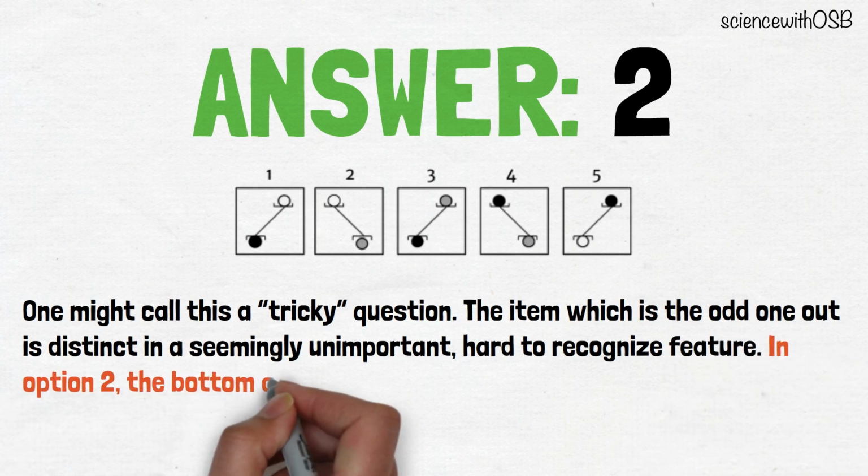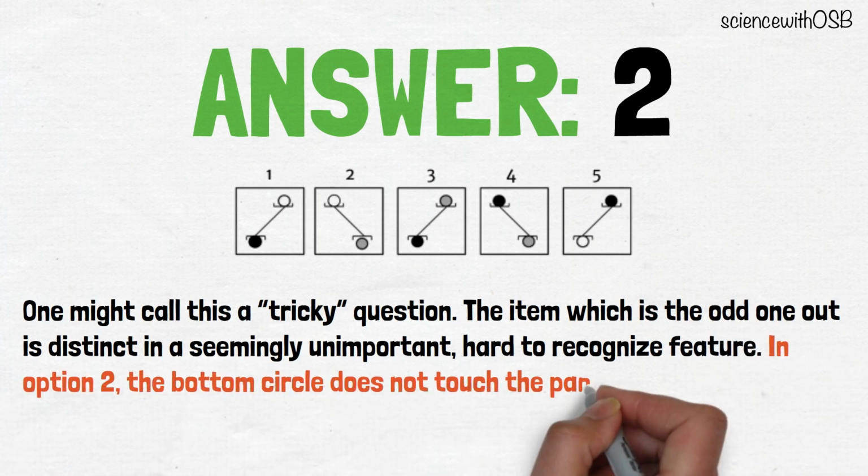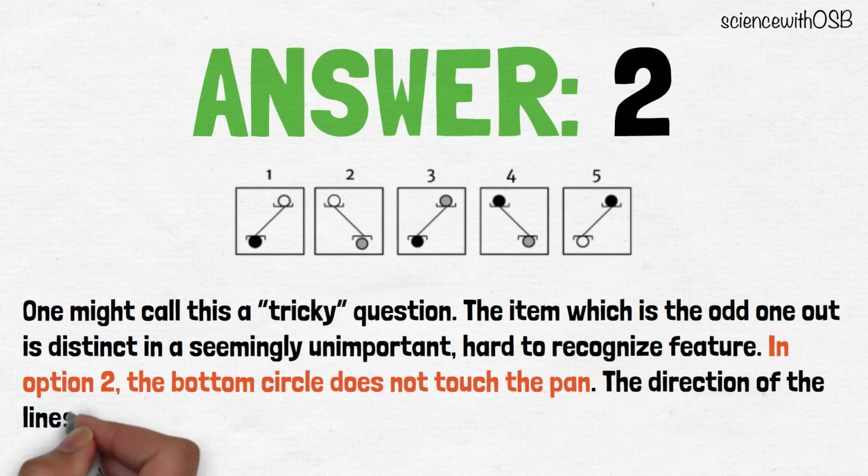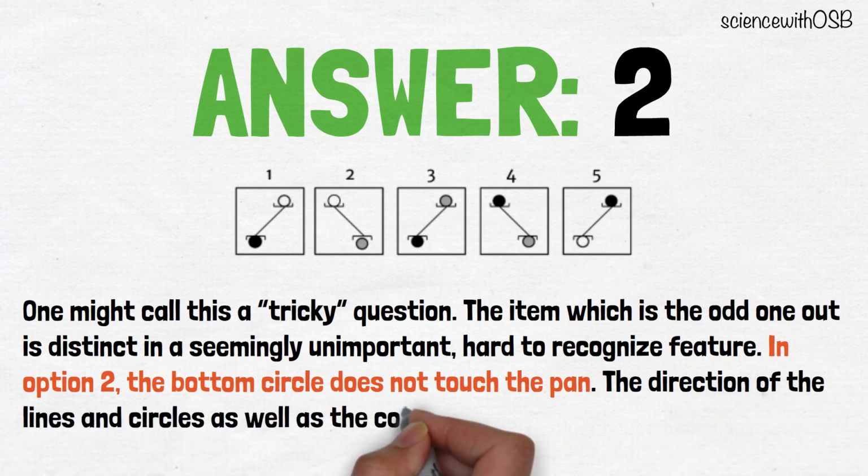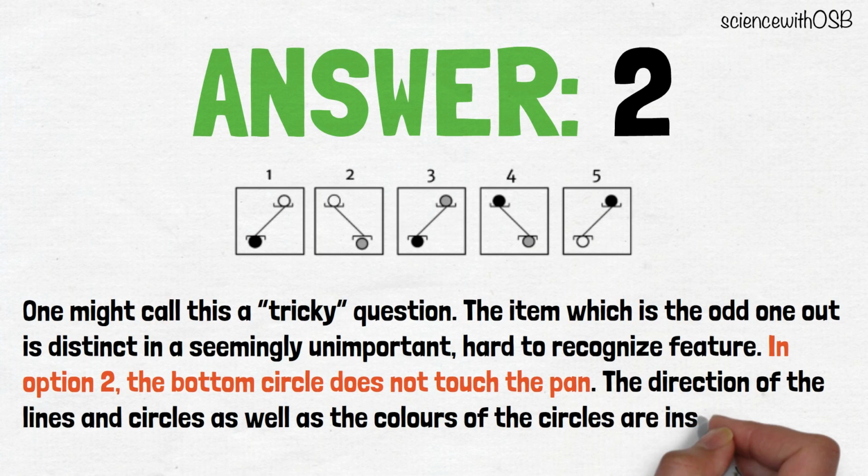In option 2, the bottom circle does not touch the pan. The direction of the lines and circles as well as the colors of the circles are insignificant.